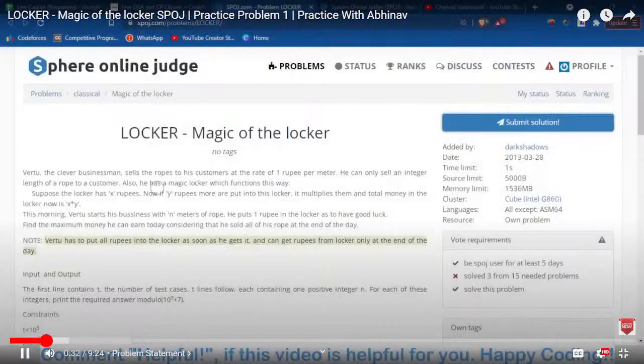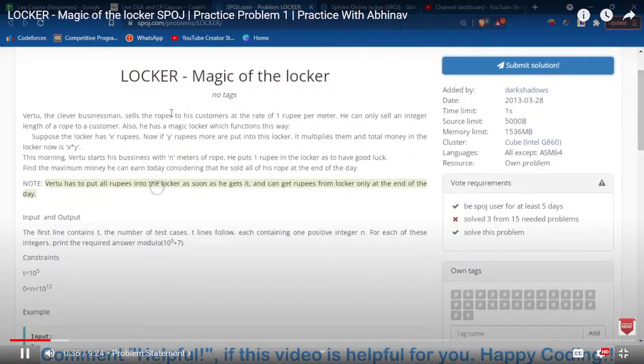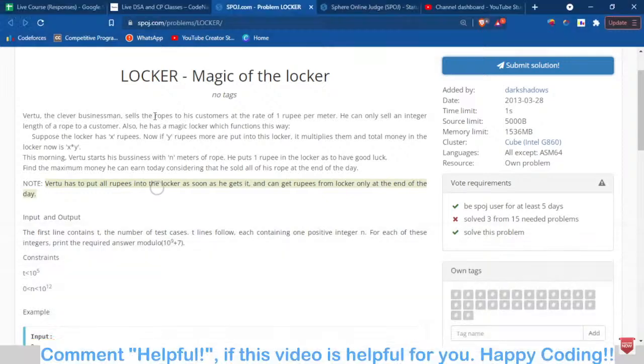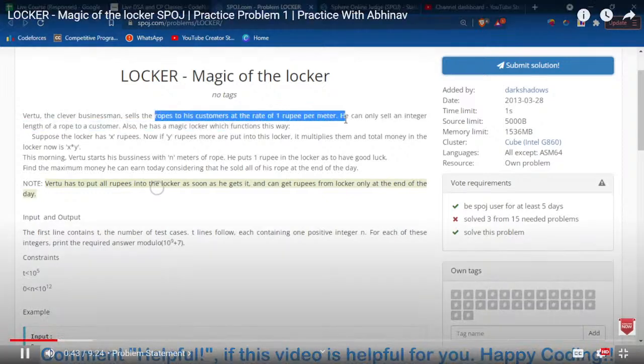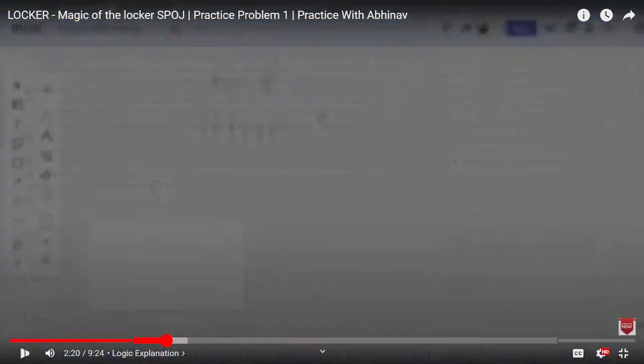So in this video we are going to talk about the problem locker magic of the locker. So some of you have requested me to make a video on this. Basically what is given here is that there is a businessman who sells ropes to his customers at the rate of 1 rupee per meter basically.